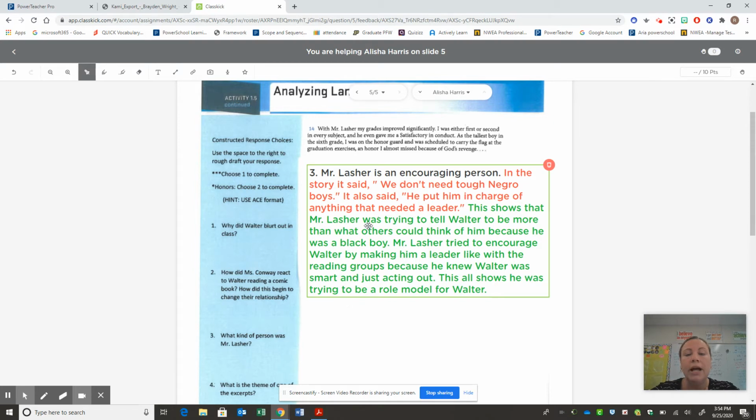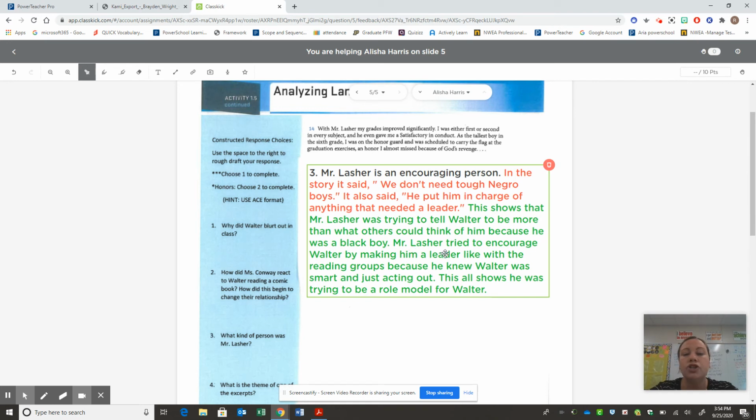This shows that Mr. Lasher was trying to tell Walter to be more than what others could think of him because he was a Black boy. That's pretty much what I just said. I'm just writing it down now. So that's me explaining my first piece of text evidence and how it proves the answer. Now I need to prove my second piece of text evidence and how it proves the answer. So I went ahead and said, based on up here, him putting him in charge, how is that proving that Mr. Lasher is an encouraging person?